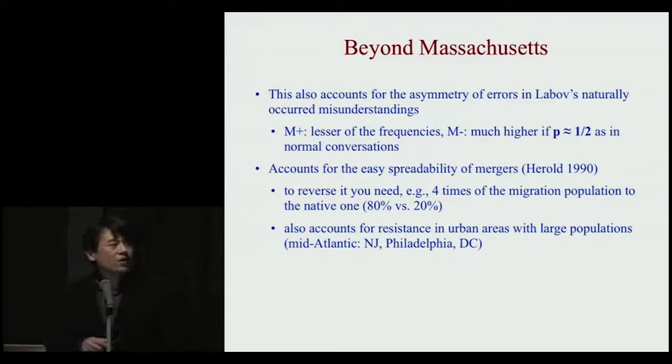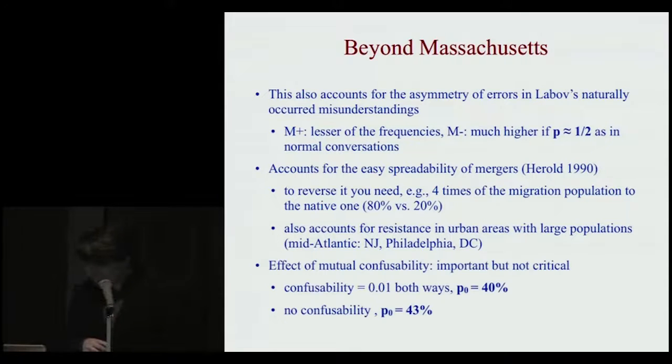It probably also accounts for why large cities have been very resistant to the merger, because it's easy to move 20 people into a town of 80. It's very difficult to move 2 million people into a city of 10 million. Okay, so it's not impossible. It's just demographically much less likely. And finally, even the mutual confusability of the vowels is not hugely important because, again, if we have a merger system, you only fail when you encounter the least frequent of the minimal pairs.